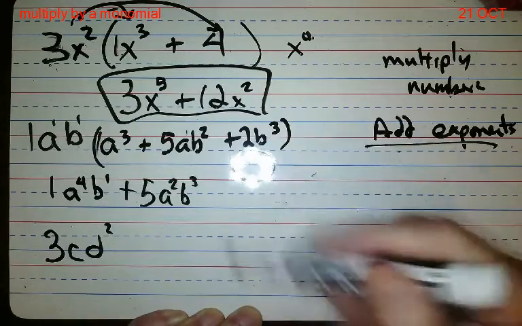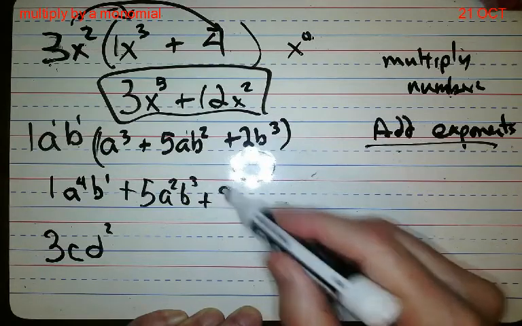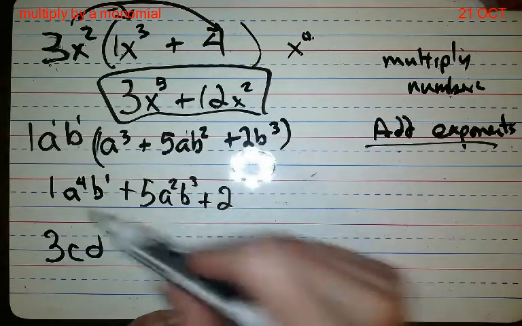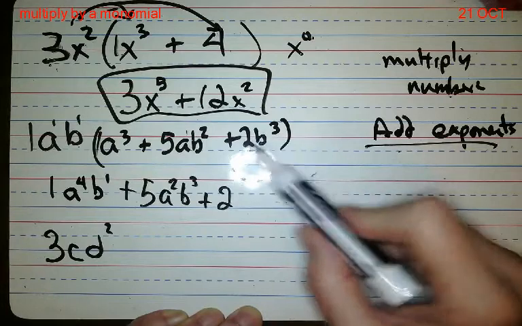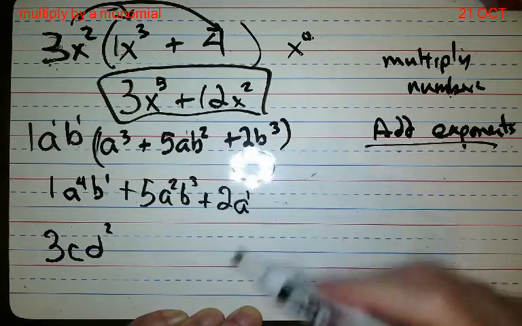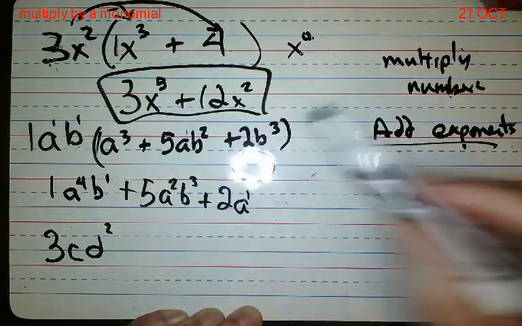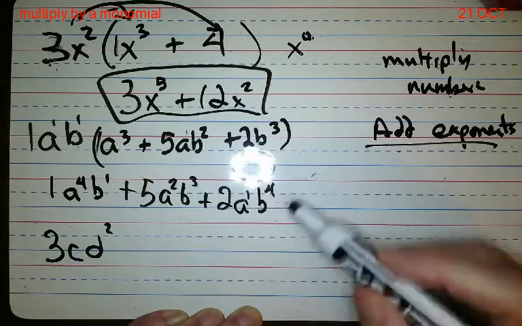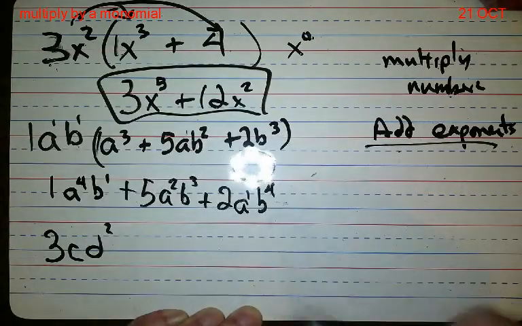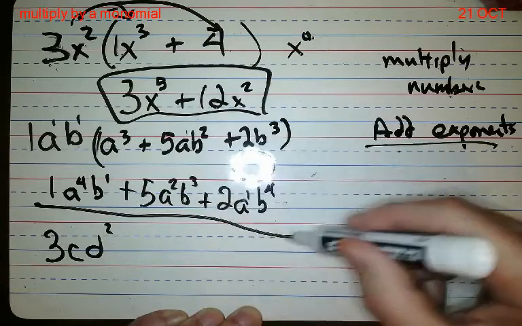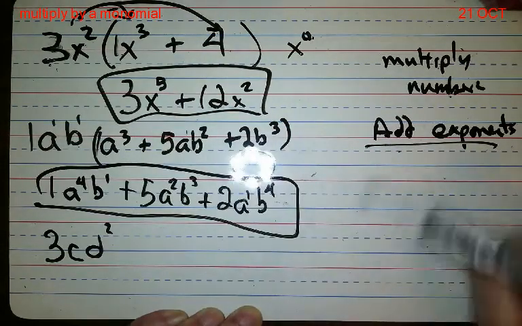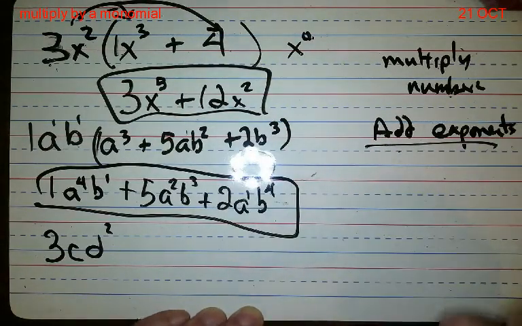So here, if I go this way, I'm going to have 2, because 1 times 2 is 2. A times, there's not an a in there, so the a stays the same. And then b, that makes b to the fourth, right? 3 plus 1, that's 4. Yay! All I'm doing is multiplying the numbers and adding the exponents.